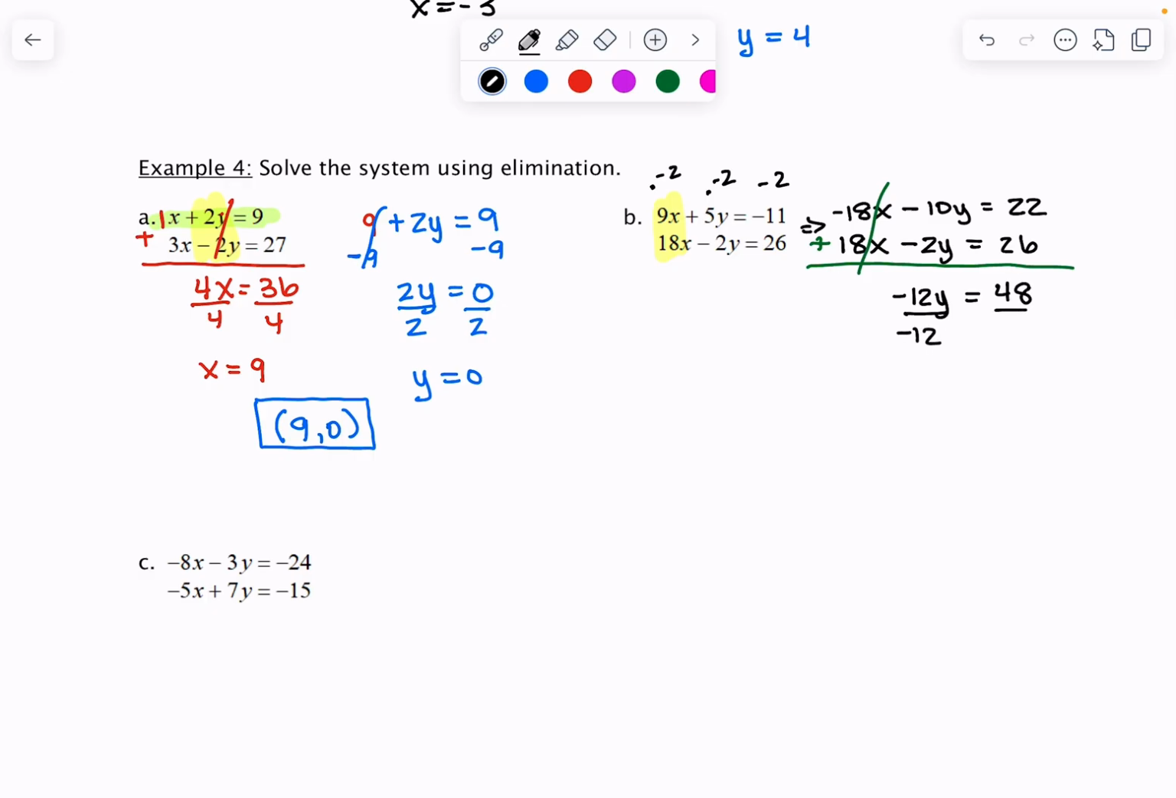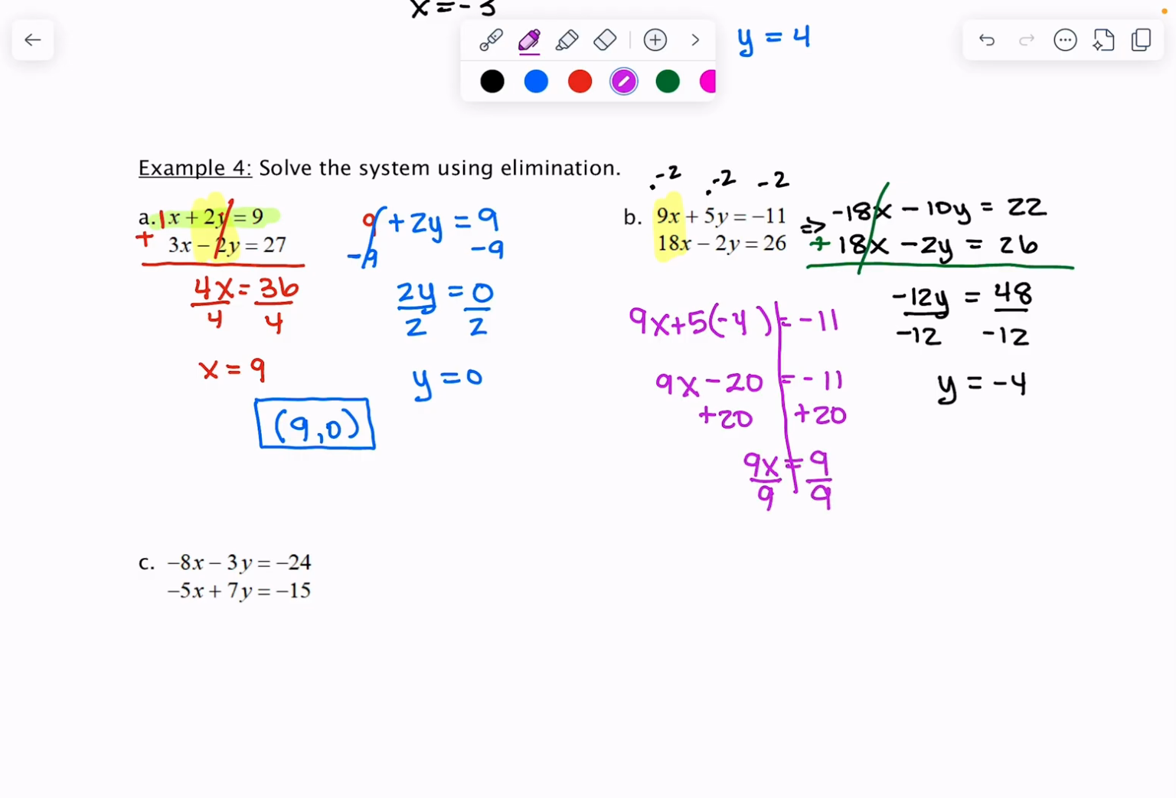Divide both sides by negative 12. And I get y equals negative 4. I'm going to take that negative 4, plug it back into one of the equations. So now instead of 9x plus 5y, I'm going to have 9x plus 5 times negative 4 equals negative 11. This becomes 9x minus 20 equals negative 11. Add the 20 to both sides. 9x equals 9. Divide both sides by 9, and x equals 1. So I have a coordinate pair at 1, negative 4.